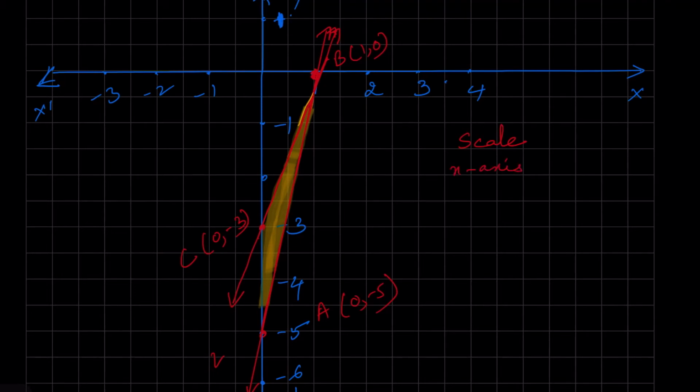So the 3 vertices of the triangle are 1, 0, 0, minus 3 and 0, minus 5. ABC we have named. These are the vertices of the triangle formed with the y-axis. So this is the scale we have taken.